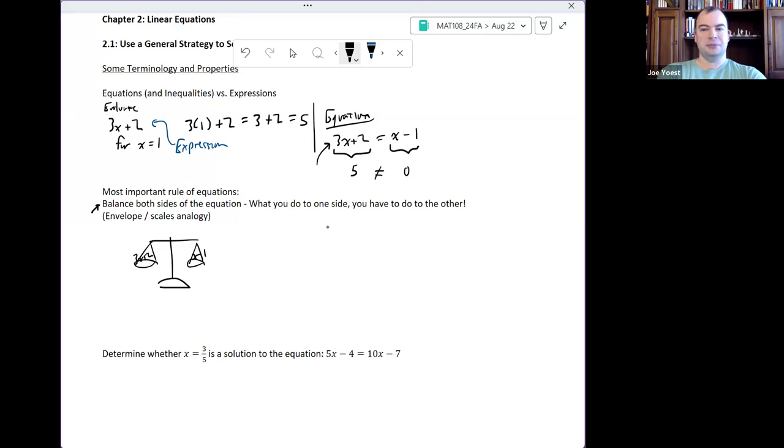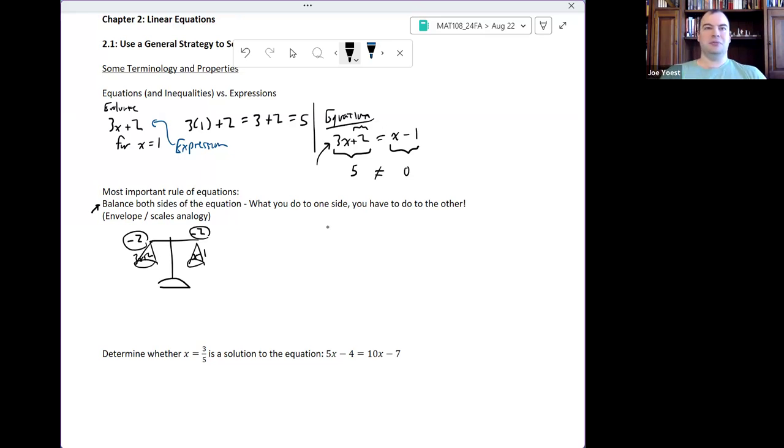Now I can manipulate my equation by changing one side of the equation. So if I subtract 2 over here, if I imagine taking 2 pounds of weight off the left side, well, maybe this plus 2 is causing me a little bit of annoyance at the moment, so I want to get rid of it. If I just subtract 2 from one side, well, I'm off balance. I've got to do that to the other side as well to maintain that equilibrium.